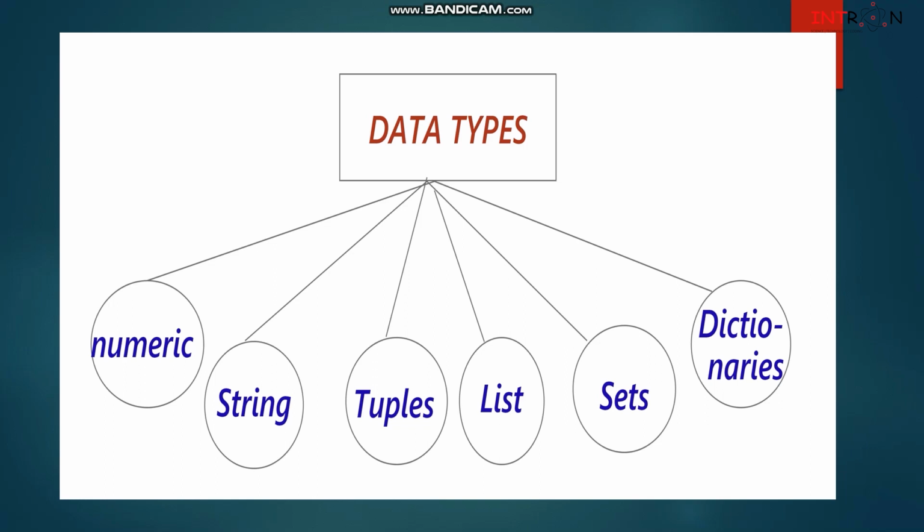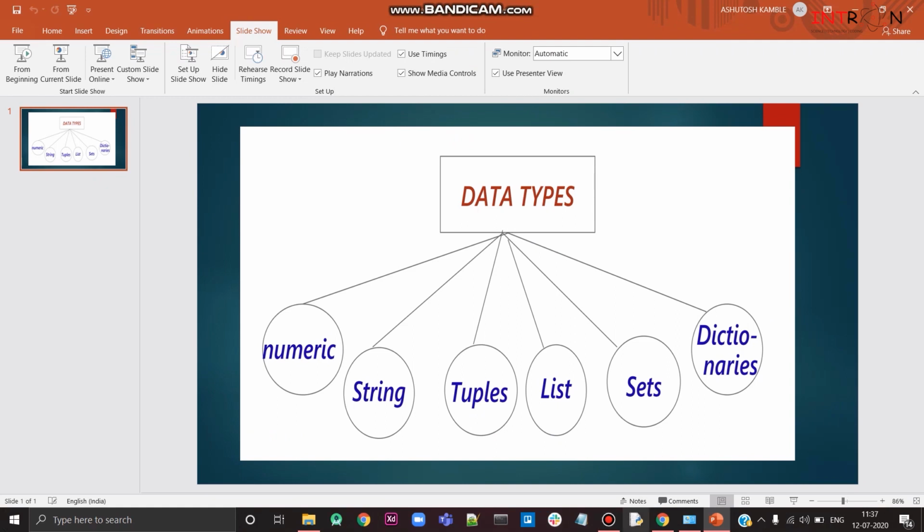There are six kinds of basic data types in Python: numeric, string, tuple, list, set, and dictionaries. Numerical values means we know 1, 1.2, 2.3. These all are numerical values. So int, float, long int, and complex number come under the numeric data type. Now let's see some basic programs for each and every data type.